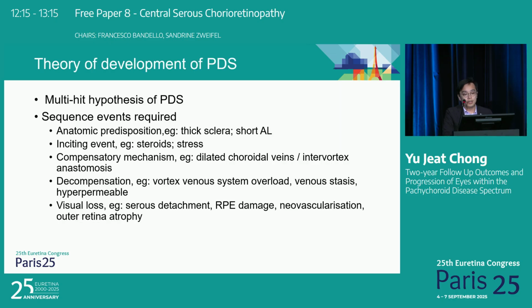The underlying theory of the development of PDS is based on the multi-hit hypothesis. A sequence of events is required to develop these diseases. It starts off with anatomic predisposition, such as thick sclera and short axial length, and then there's possibly an inciting event such as steroid use or stress. Following that, there are compensatory mechanisms with dilated choroidal veins and intervortex anastomosis. After that you get decompensation when the venous system is overloaded with venous stasis, and then hyperpermeability of the choroid, finally resulting in visual loss such as serous detachment, RPE damage, neovascularization, and outer retinal atrophy.